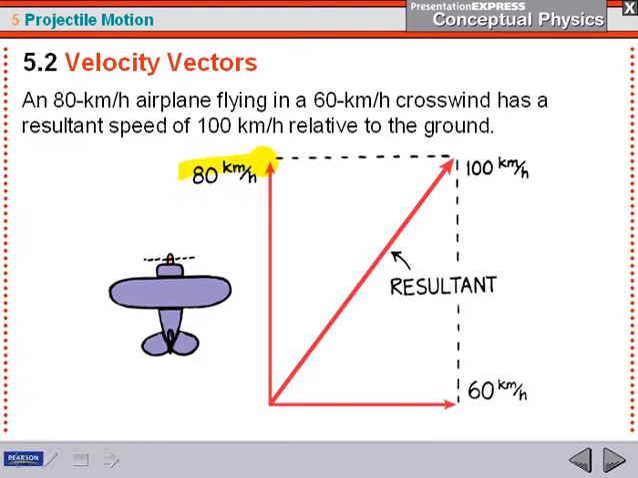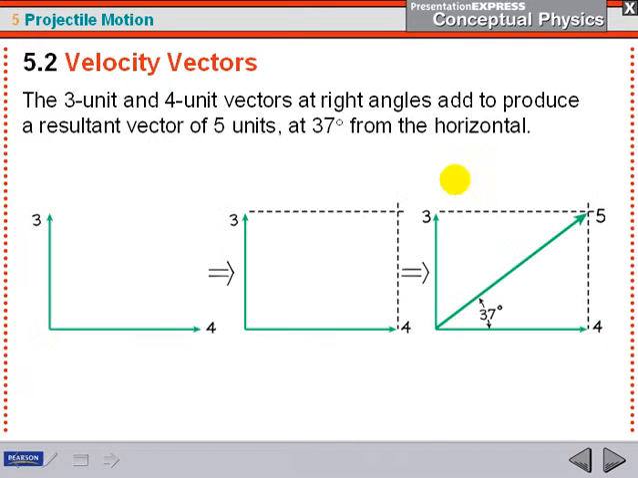So here is that example we talked about. We have the 80 kilometer per hour airplane, and it's facing a 60 kilometer per hour crosswind, and as a result, while the airplane's traveling this way, the wind is carrying it off to the right, and a resultant, which is what we're talking about, ends up being over here. And with a little help from Pythagorean theorem, we can find that it's 100 kilometers per hour. 80 squared plus 60 squared equals 100 squared. Find the square root of that, we get 100.